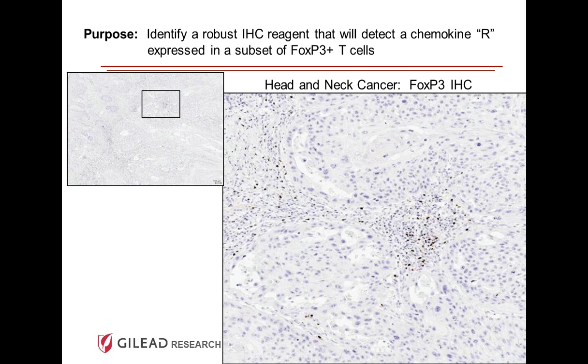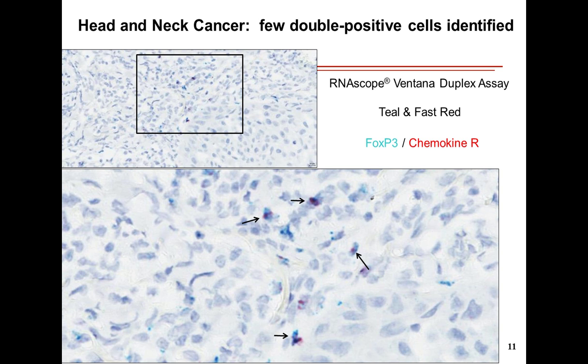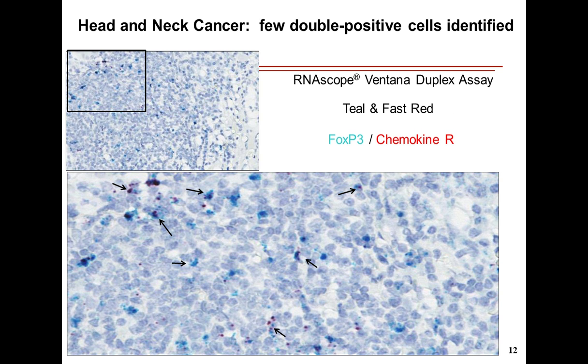Here I have head and neck cancer, and you see FOXP3 IHC on the right panel. What we wanted to do was, in that population, determine if any of those were FOXP3 and chemokine R positive. Again, we're looking at a population that's comprised of 3 to 5% of all the CD4 positive cells. And what we determined is that if you look at FOXP3 in teal and chemokine R in red, there was a subpopulation of those FOXP3 positive cells in which we could detect the chemokine R mRNA.